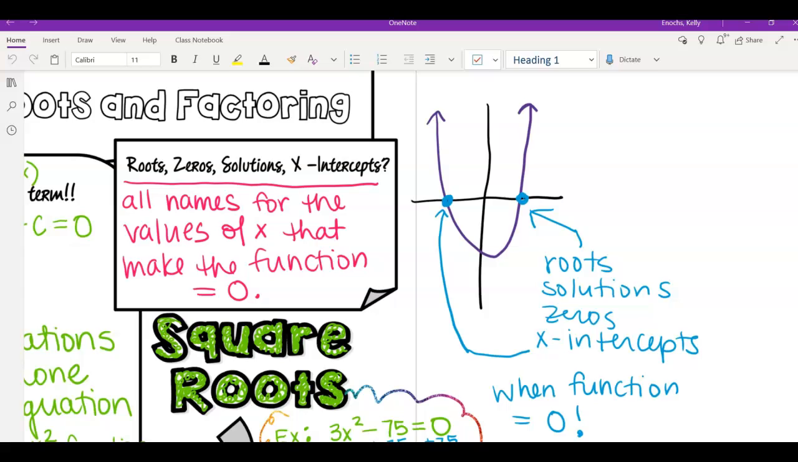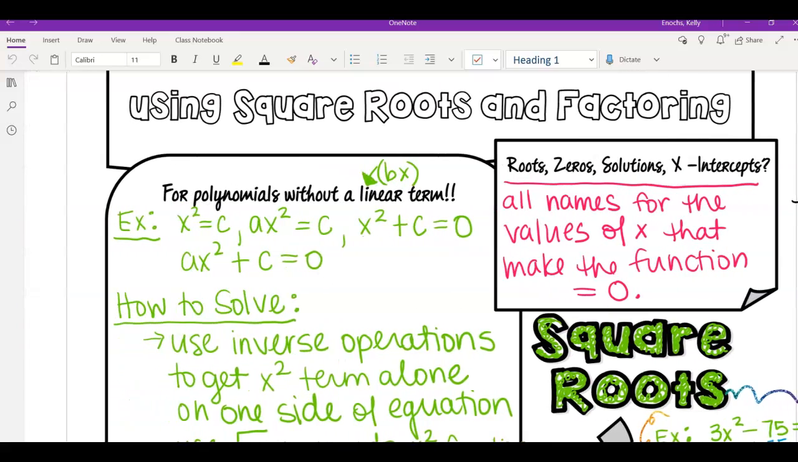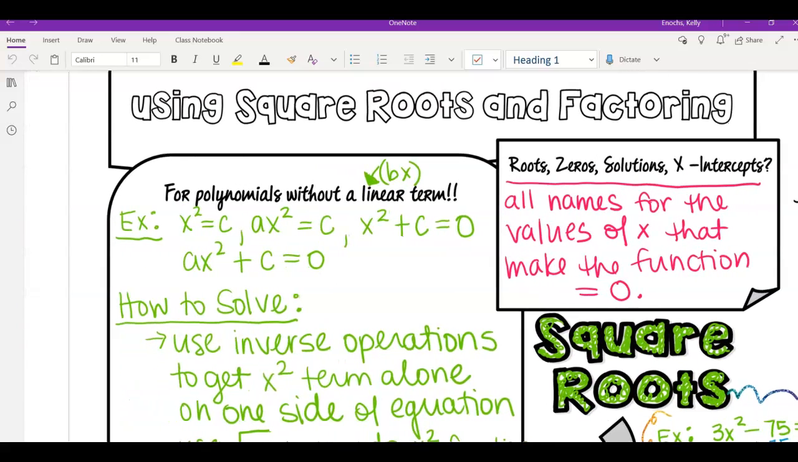And basically what we're doing when we go through all of these solving processes for the next week or so is finding with algebra those 2 points where that graph crosses the x-axis. So we're going to try to find all of those points where that graph is equal to 0.